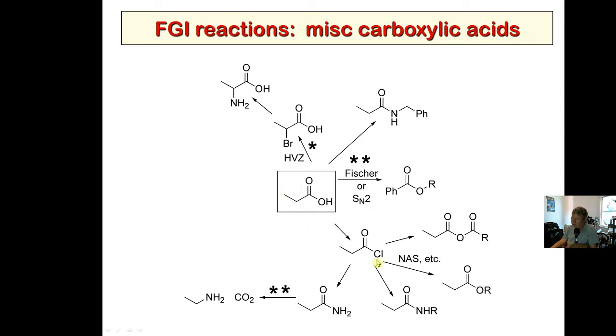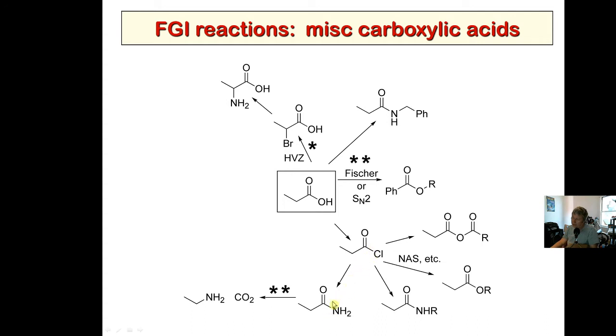And then, of course, we can make acid chlorides. That's a cool thing. And once we have acid chlorides, there's a million things we can do, right? We can make an anhydride if we want. We can make an ester. We can make amides. Very versatile leaving group. We can make a primary amide. So here we made a secondary amide, but we can also make a primary amide.